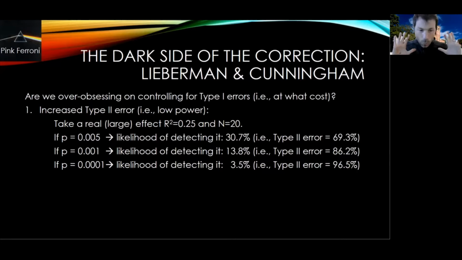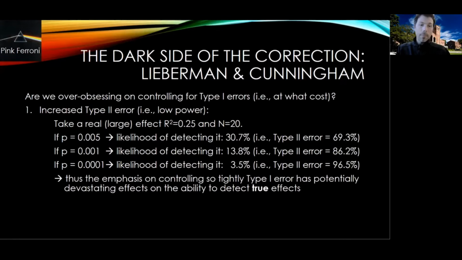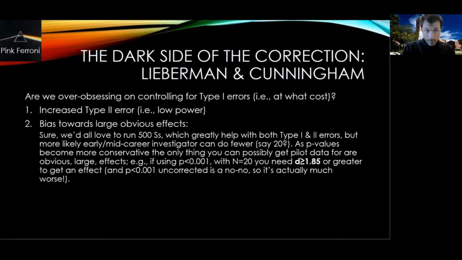So we're trading off, and I think the argument is in a very unbalanced manner. Just whatever we do, let's not have type 1 errors. In order to follow that point of view, we are trading off a pretty harsh amount of type 2 error. So the emphasis on controlling so tightly type 1 error has this potentially devastating effect on the ability to detect true signals.